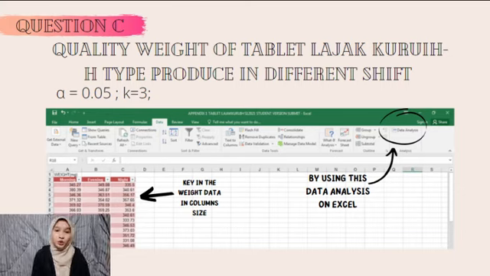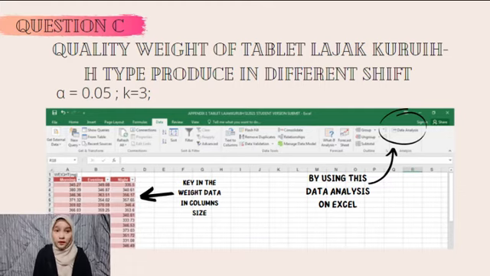We have chosen level of significance alpha at 0.05. From the data on weight characteristic that we have rearranged earlier, we key in the data in column size. What we can get from the data analysis on Excel is two tables, as you can see, Table 7 and 8 in the report.